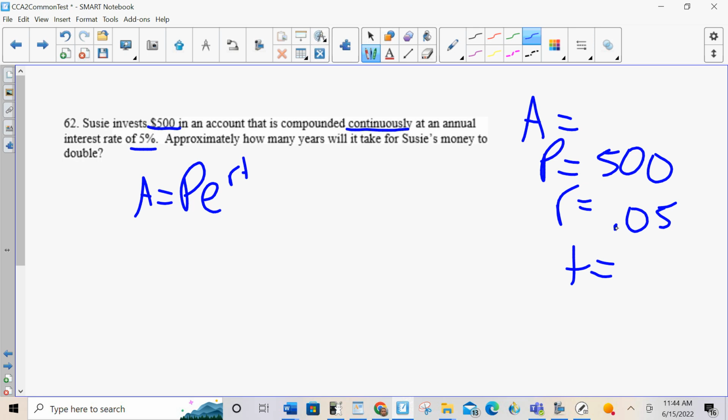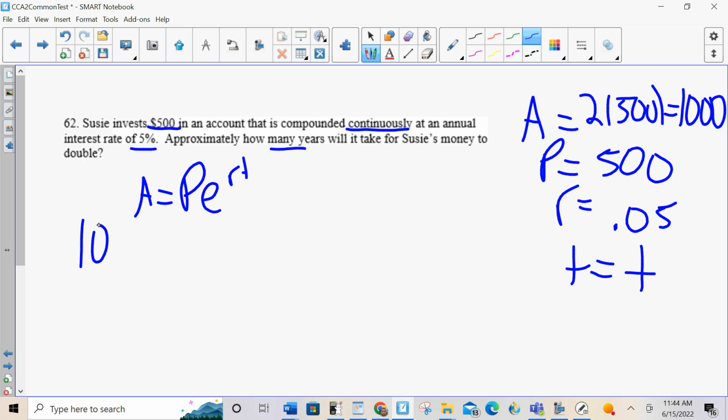Approximately how many years will it take for Susie's money to double? Well, if her money is doubling, her after amount is going to be 2 times her initial amount, which would be 1,000. So if it says double or triple or whatever, you have to multiply the initial amount by 2 for doubling or 3 for tripling, and that will be your after amount. It wants to know how many years. So approximately how many years, I'll just round to the nearest year at the end.